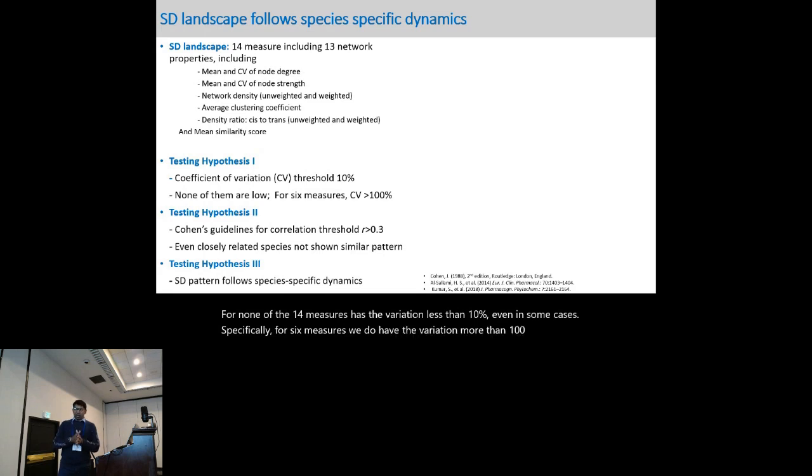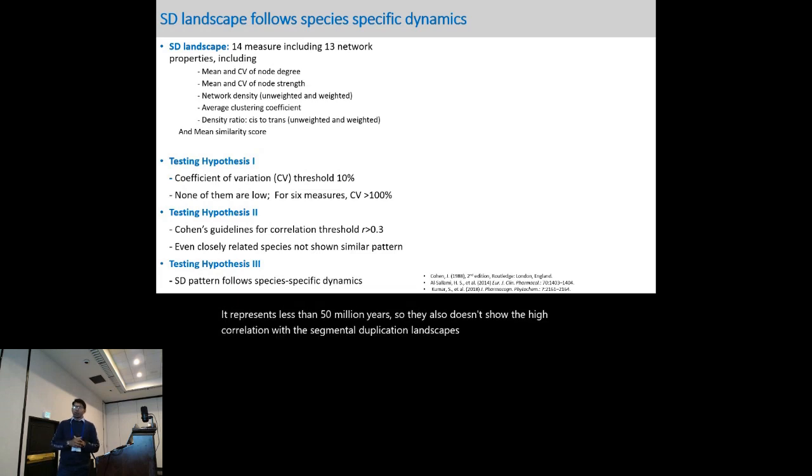And in the case of the second hypothesis, we follow a guideline with a correlation value of 0.3 as a threshold. And we found that for none of the 14 network measures and similarity score is there a strong correlation with the phylogeny and the segmental duplication landscape. Even the species which have a divergence of less than 50 million years don't show high correlations with the segmental duplication landscapes.